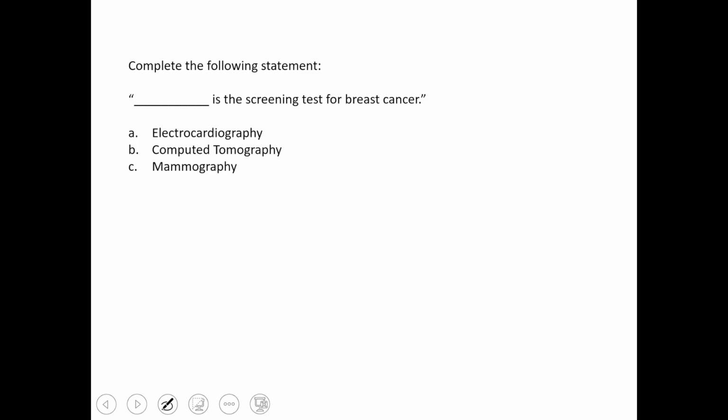Hello. Yes. I think you have more knowledge about mammography and these three technologies. Literally, I don't have any idea about them, but it is a medical terminology. What is the difference between electrodiography, computed tomography, and mammography? That I can tell you. Mammography is the screening test usually done for breast cancers.